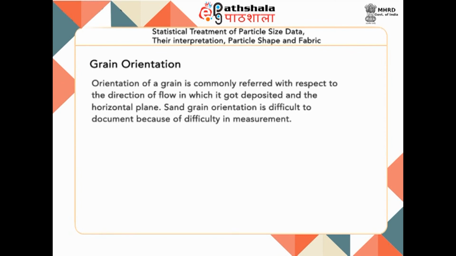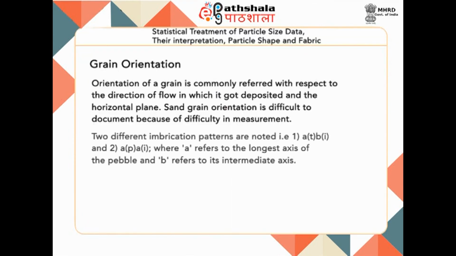How do we define the orientation of a grain? The orientation of a grain is commonly referred with respect to the direction of flow in which it got deposited and the horizontal plane. Sand grain orientation is difficult to document because of difficulty in measurement. However, for the pebble gravel size class, a very common orientation pattern is referred to as imbrication, which often is used as a good paleocurrent indicator.